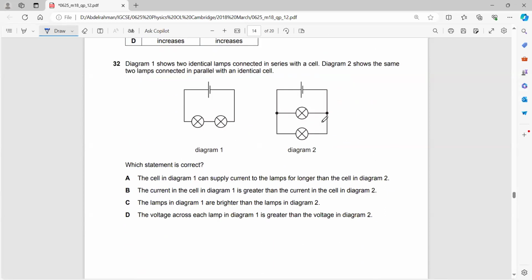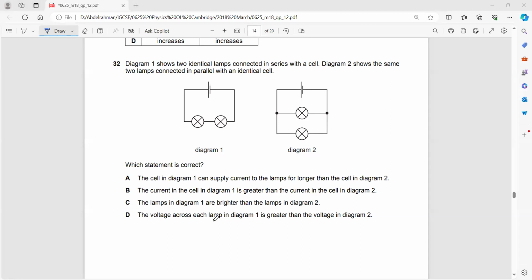Question 32. Which statement is correct? We have two diagrams, 1 and 2. Diagram 1 shows two identical lamps in series. Diagram 2 shows them in parallel. The cell in diagram 1 can supply current to the lamps for longer than the cell in diagram 2. The current in the cell in diagram 1 is greater than the current in the cell in diagram 2. The lamps in diagram 1 are brighter than the lamps in diagram 2.